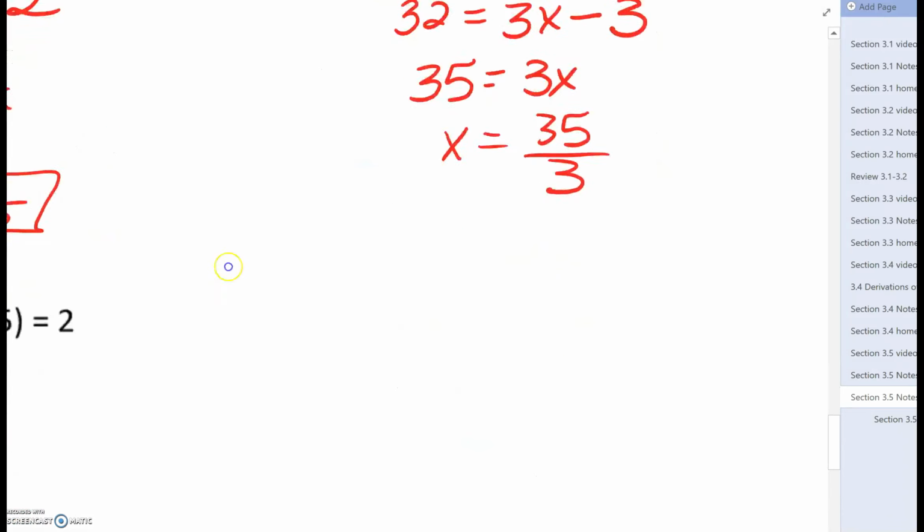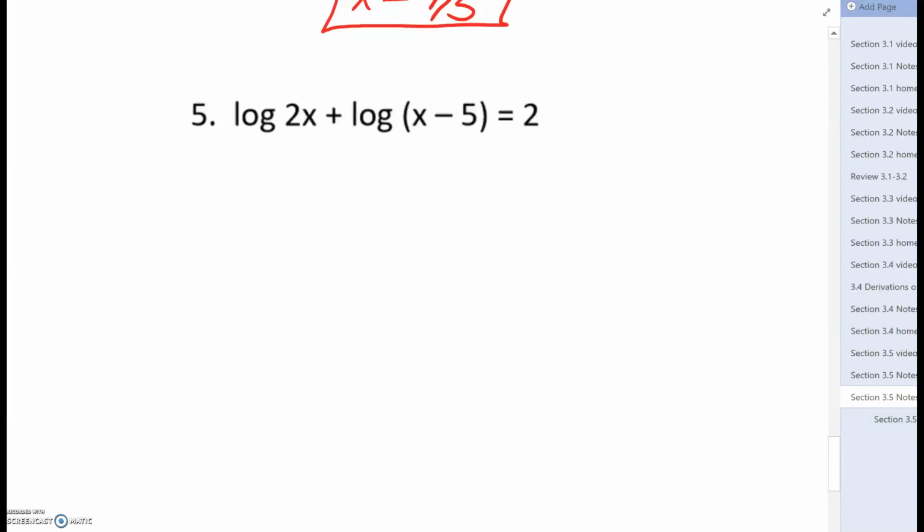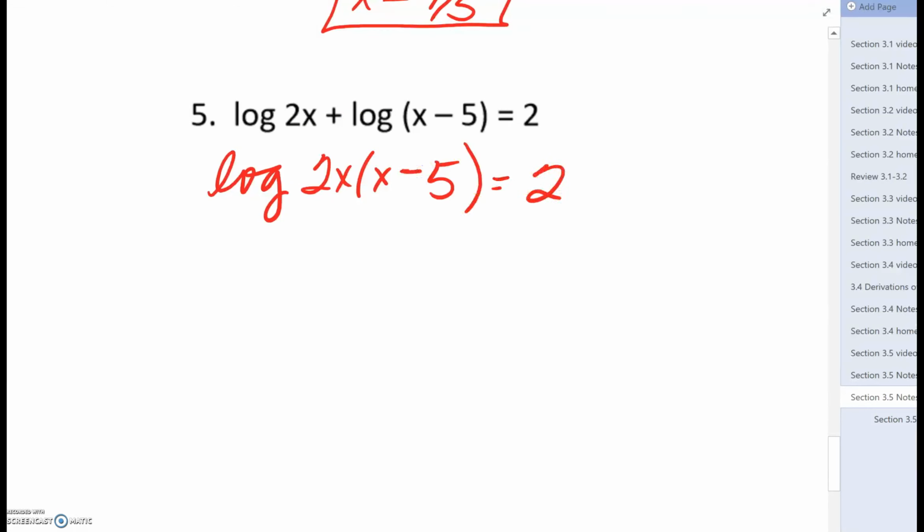All right, this brings us to our last problem in our notes from chapter 5. Here we go. Log of 2x plus the log of x minus 5 is equal to 2. So use the product rule again. So I'm going to multiply these, 2x times x minus 5. Change it to an exponential. The base of this one is 10. So we have 10 squared equals, and then go ahead and distribute the 2x: 2x squared minus 10x.